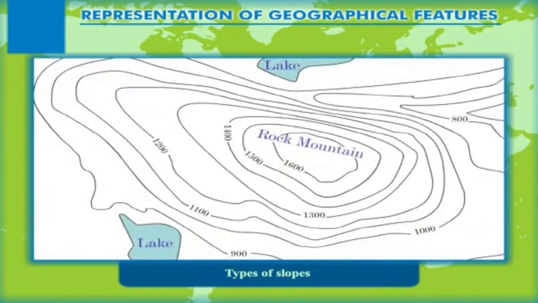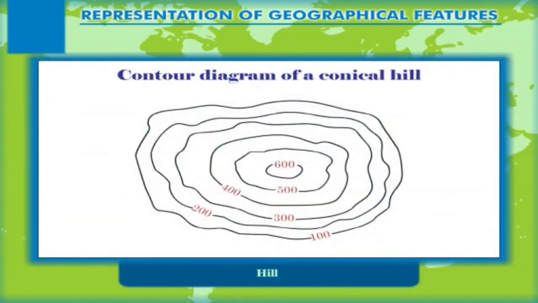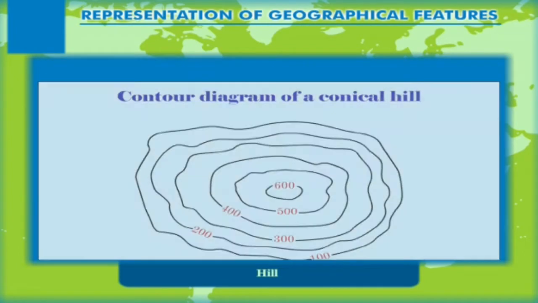It is very important to know and understand how some of the relief features are represented by the typical contour patterns. Hill. A conical hill rises almost uniformly from the surrounding regions. It can be shown with the help of almost concentric contour lines spaced regularly.